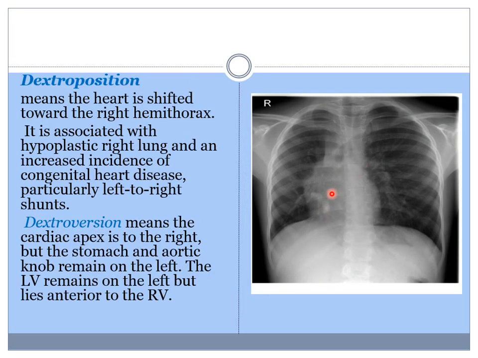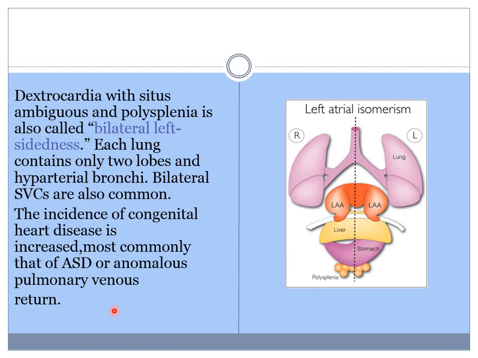Dextroposition means that the heart is shifted toward the right hemithorax, associated with a hypoplastic right lung and an increased incidence of congenital heart disease, particularly left to right shunts. Dextroversion means the cardiac apex is to the right, but the stomach and aortic knob remain on the left. The left ventricle remains on the left, but it lies anterior to the right ventricle. Normally, the right ventricle is more anterior.